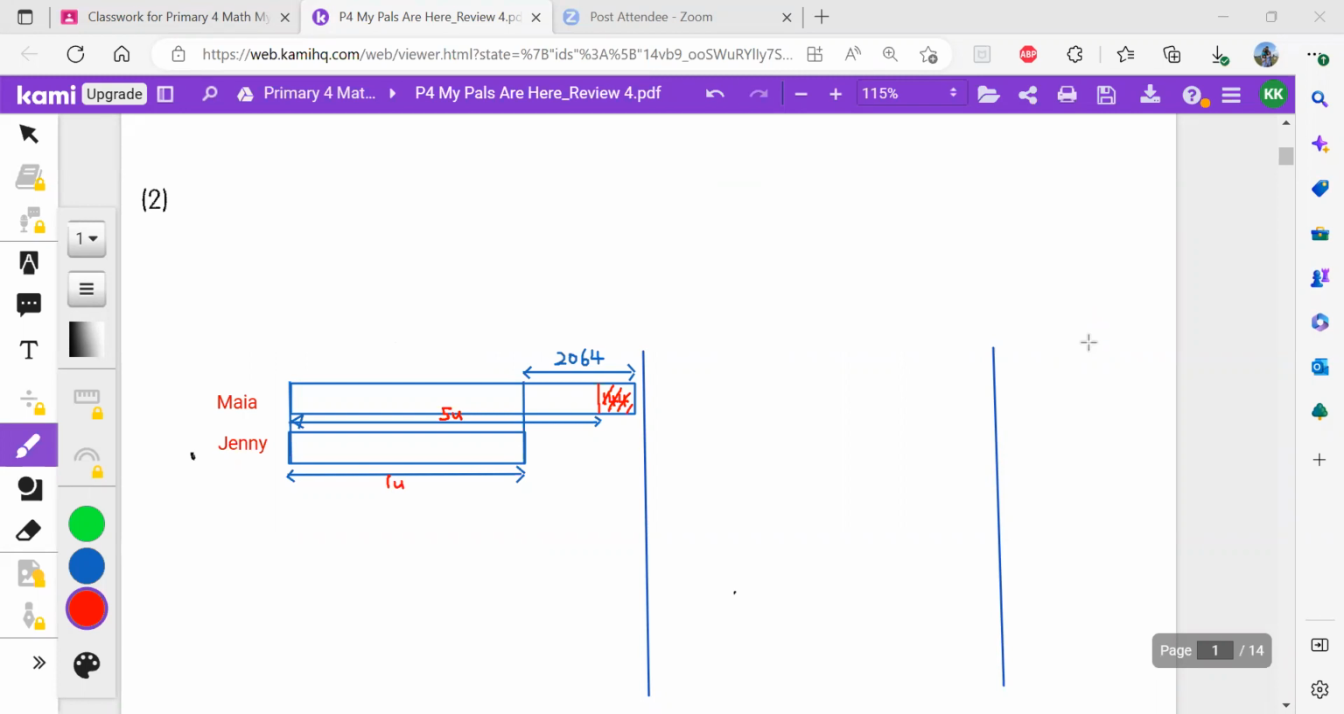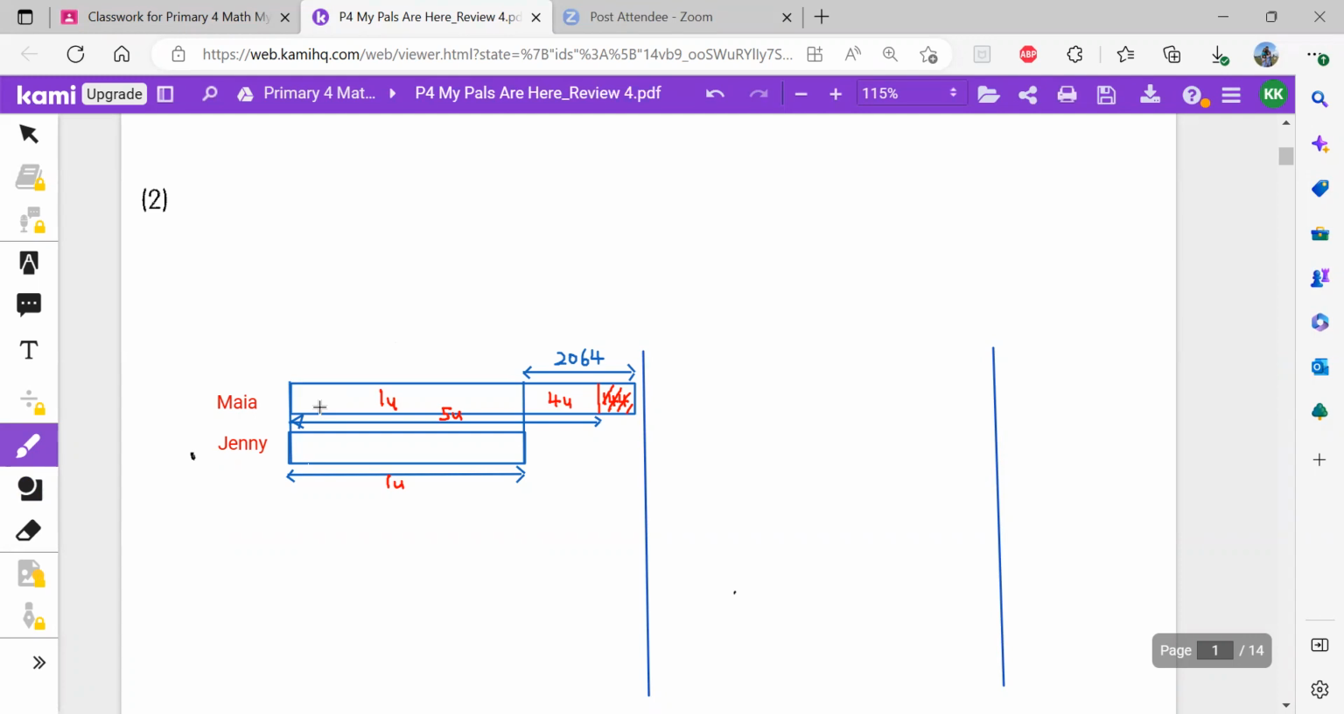Yes, there are. Since Maya has 5 units and this length here is 1 unit, this part here is actually 4 units and 1 unit, right? Because if the models are of the same length, they must have the same number of units, the same number of beads. So if this is 1 unit, this small thing here must be 4 units.